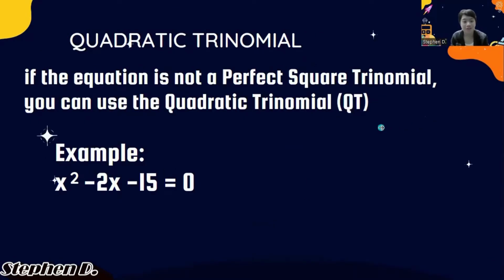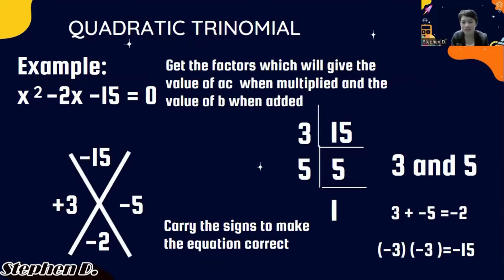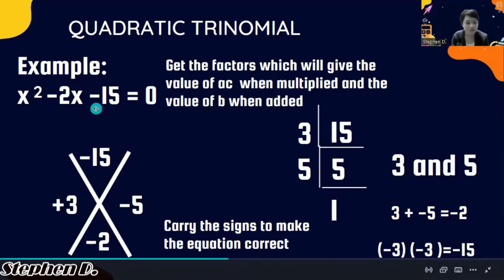How about in a quadratic trinomial? If the equation is not a perfect square trinomial, you can use the quadratic trinomial or QT. Example here, we got x squared minus 2x minus 15 is equal to 0. So to do this, get the factors which will give the value of AC when multiplied and the value of b when added. So here you can see our x factor. Our example again is x squared minus 2x minus 15. On the top of our x is the multiplied value of a and c, which is negative 15. And then on the bottom is our b, which is negative 2.